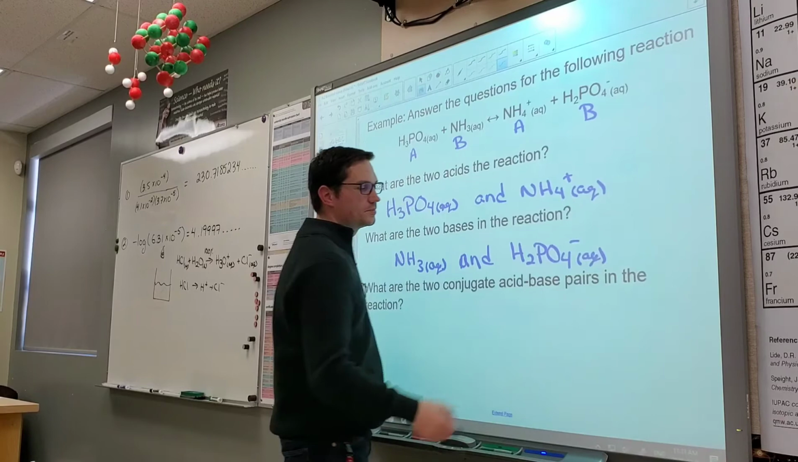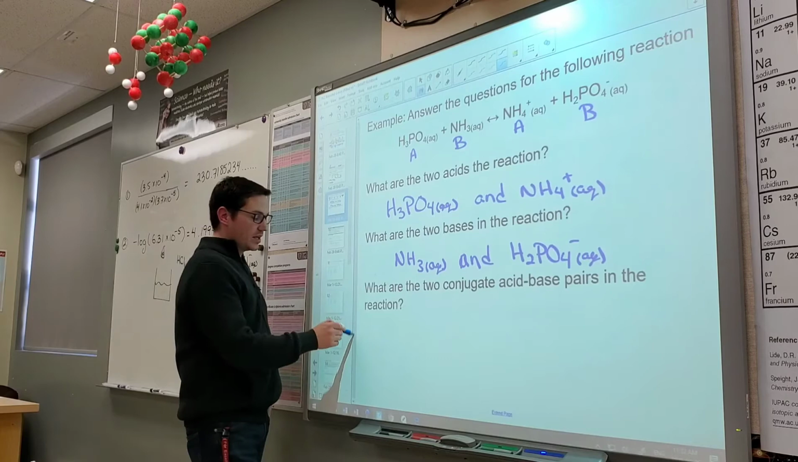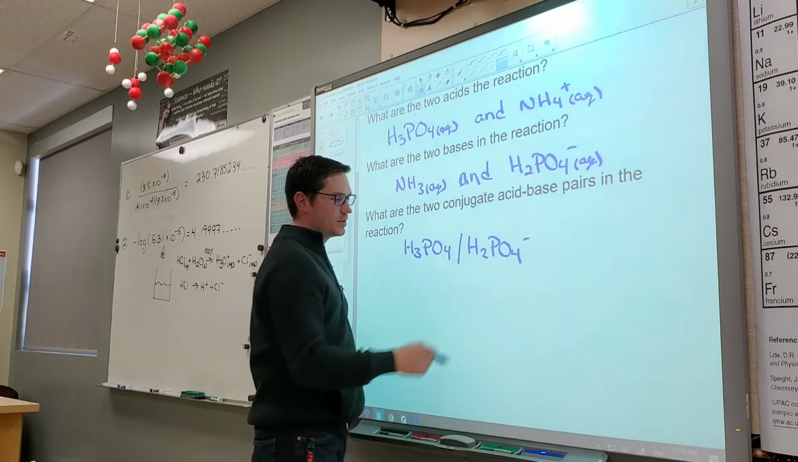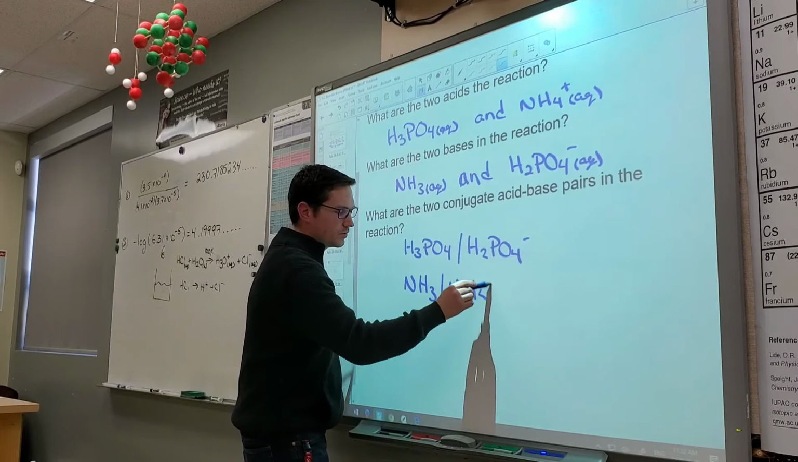And our two conjugate acid base pairs are H3PO4 and H2PO4 minus, and then NH3 and NH4 plus. Good. So those are our two acid base pairs.